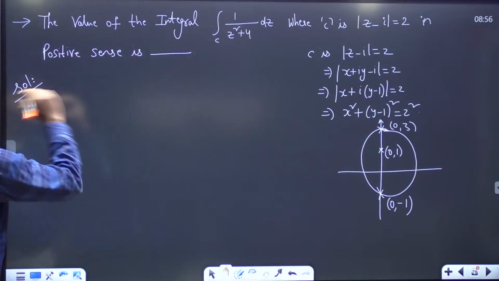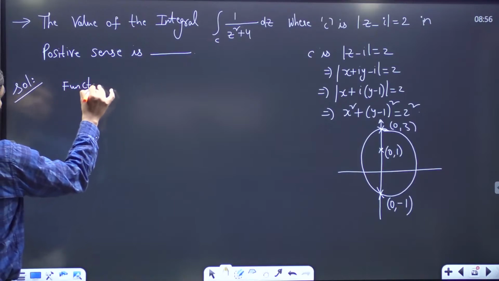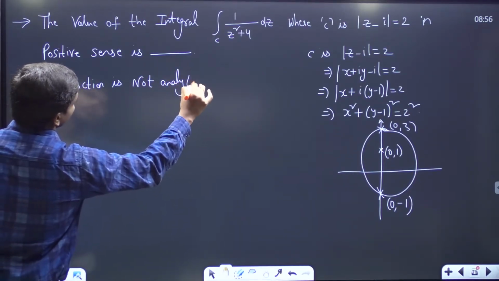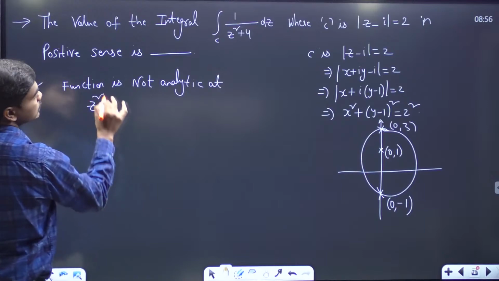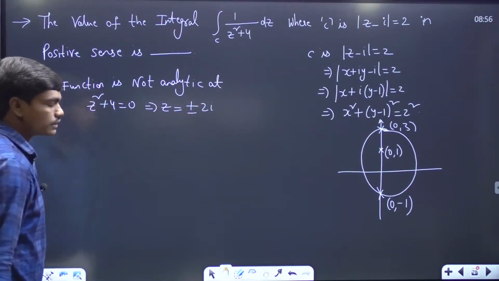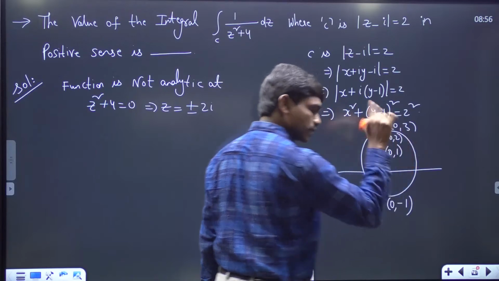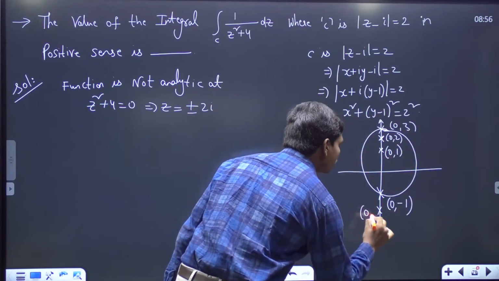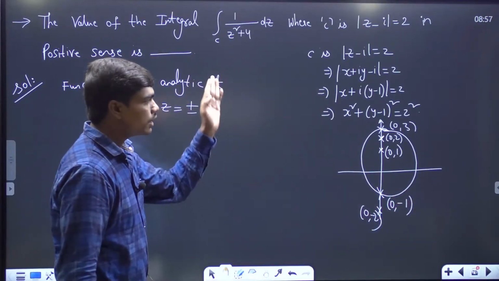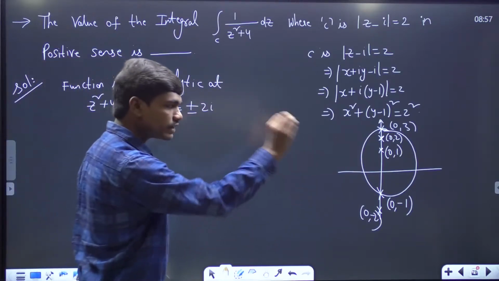So let me write this. We identified what's the case. Now the function is not analytic where z square plus 4 is equal to 0, which means z is equal to plus or minus 2i. Correct? If you see, 0 comma 2i means the point 0 comma 2 will lie within the circle, but 0 comma minus 2 will lie out of the circle. Correct? So there is no impact of z is equal to minus 2i because that point is lying outside the path C. So we'll talk about the points only which are not analytic within the curve C.